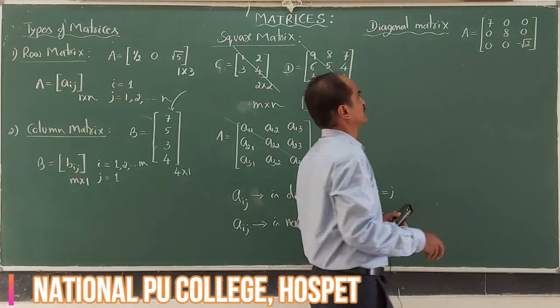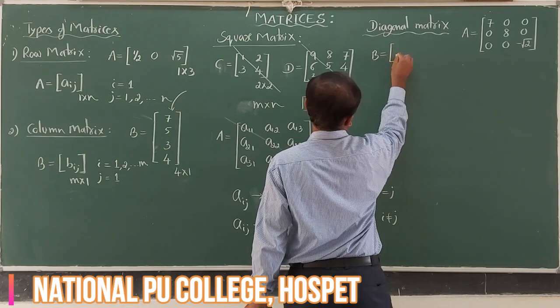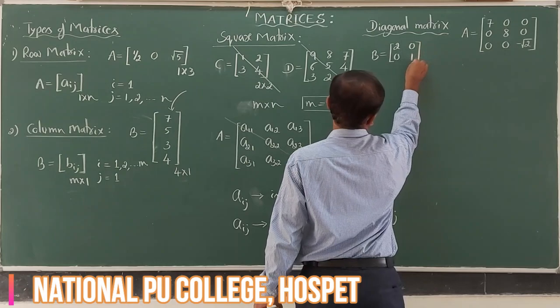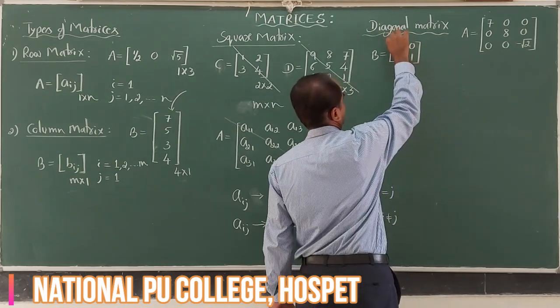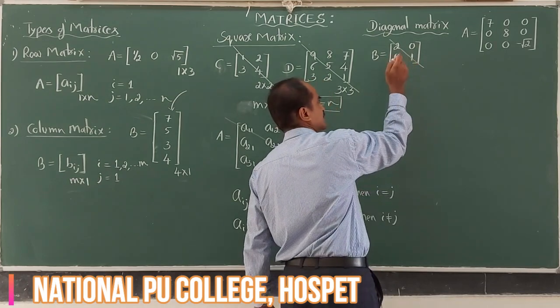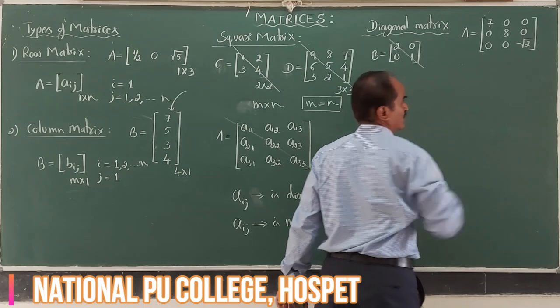You can write a diagonal matrix of order 2. I write 2 0 0 1. It is also a square matrix whose non-diagonal elements are 0. Therefore, it is an example of diagonal matrix of order 2. Diagonal matrix of order 3.